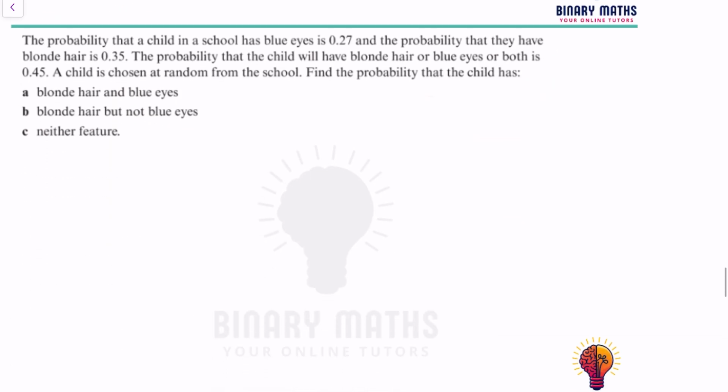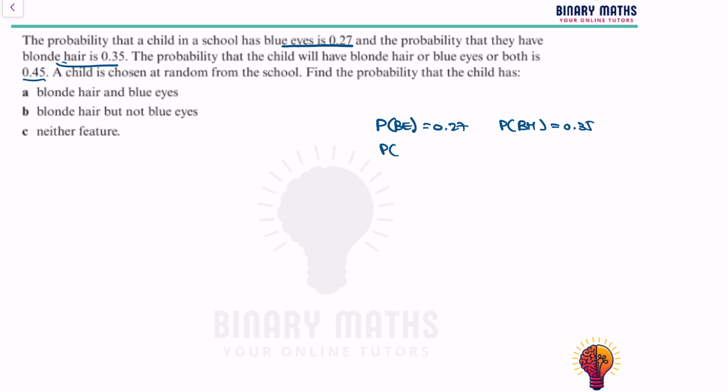The probability that a child in school has blue eyes is 0.27, and the probability that they have blonde hair is 0.35. The probability that the child will have blonde hair or blue eyes or both is 0.45. So probability of blue eyes is 0.27, and probability of blonde hair is 0.35.